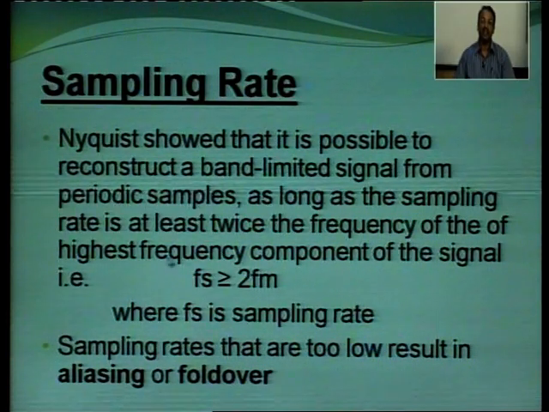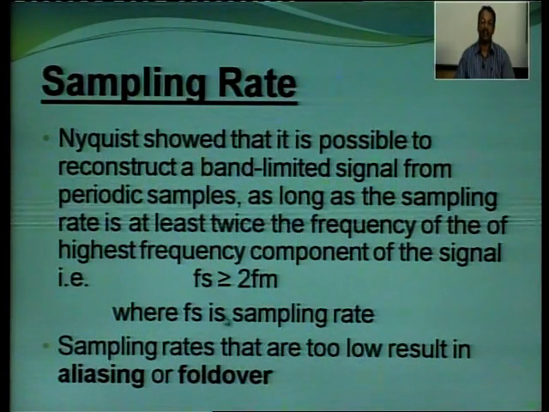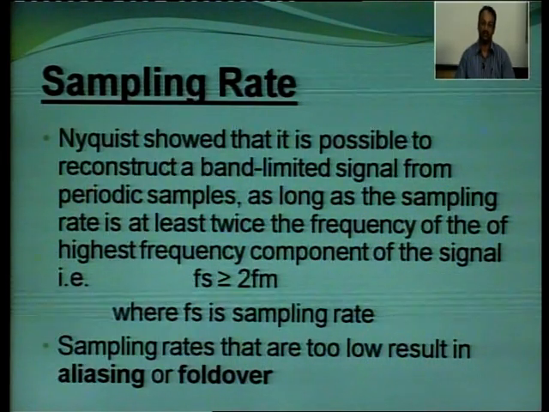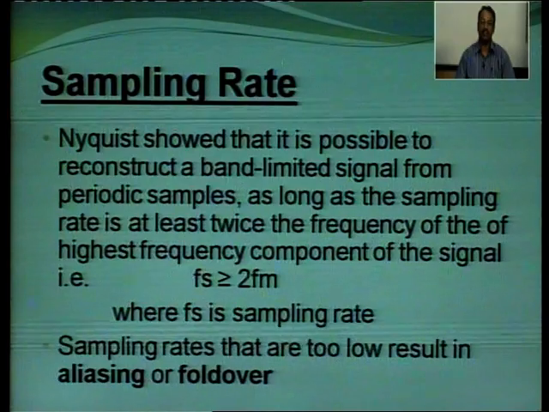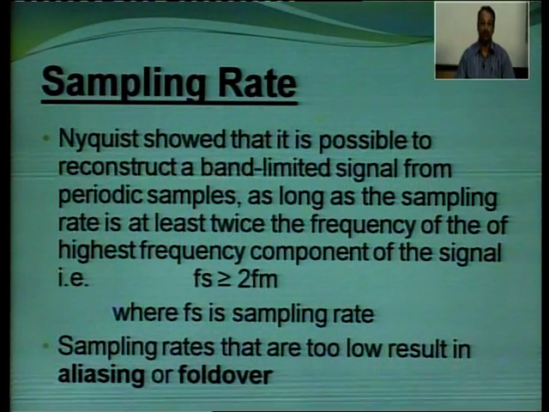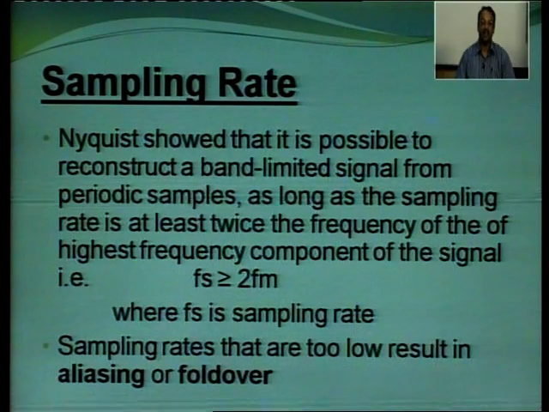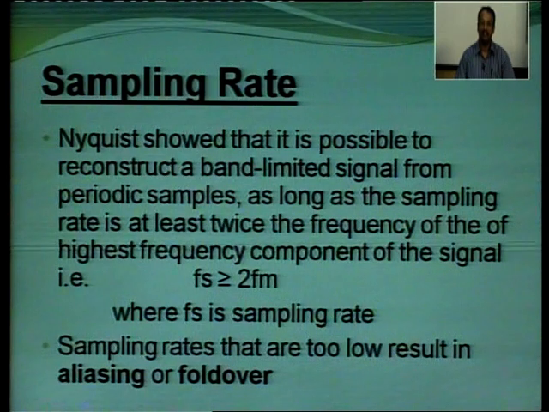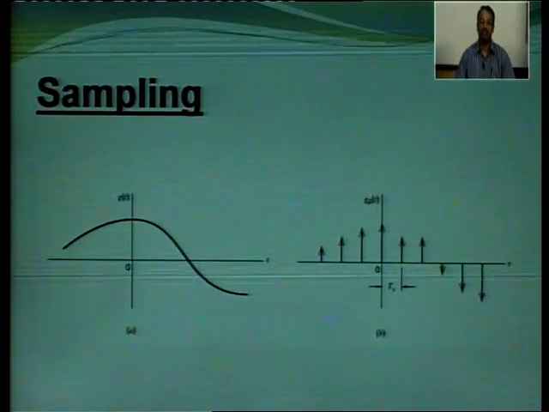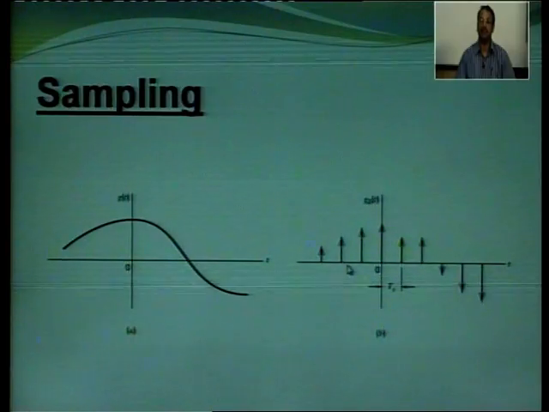If this criteria is adopted, ਜੇ ਇਹ criteria ਰੱਖਿਆ ਜਾਏਗਾ ਤਾਂ ਹੀ ਆਪਾਂ ਸਿਗਨਲ ਨੂੰ ਵਾਪਸ reconstruct ਕਰ ਸਕਦੇ ਹਾਂ ਸੈਂਪਲਸ ਤੋਂ. Whereas Fs is the sampling rate. Sampling rates that are too low result in aliasing or fold over. ਜੇ ਸੈਂਪਲਿੰਗ ਰੇਟ ਨੂੰ ਕਾਫੀ ਘੱਟ ਰੱਖਿਆ ਜਾਏਗਾ there is a problem that is known as aliasing or fold over. This diagram shows the sampling.